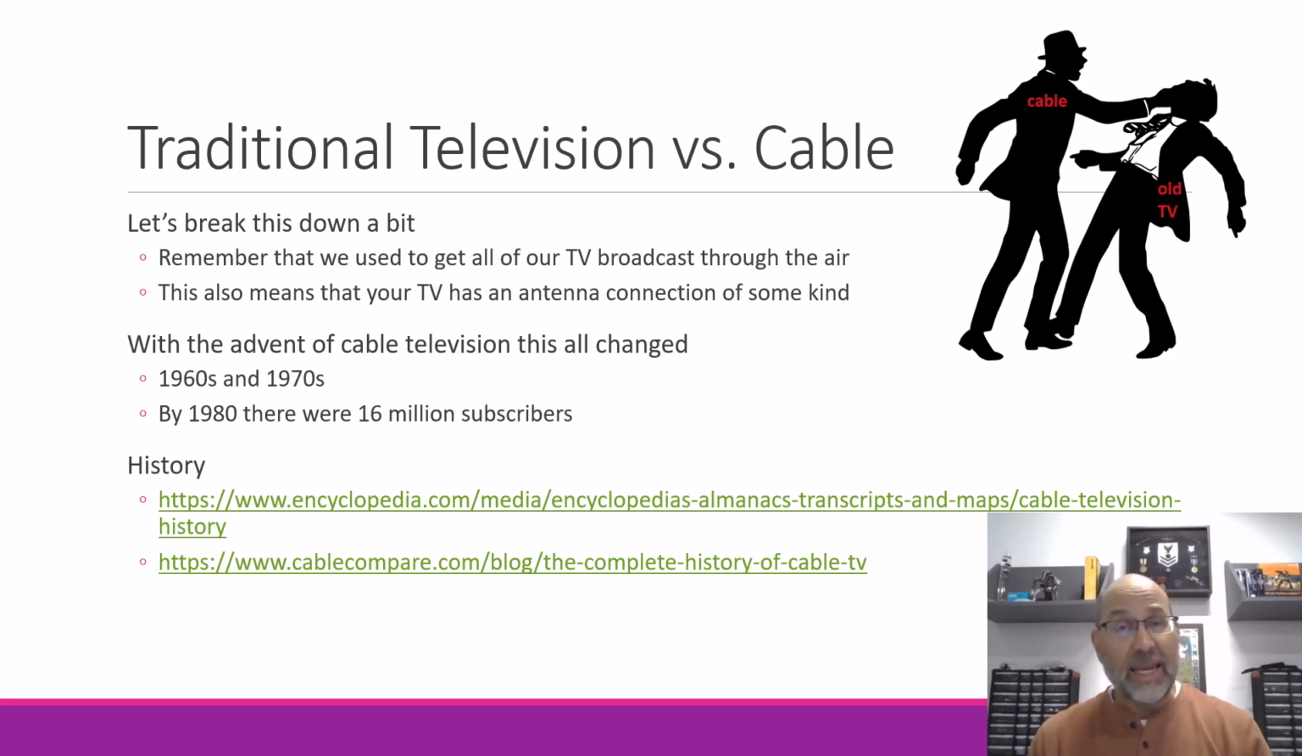By 1980, there were around 16 million subscribers. And so you can see that once the idea started to catch on, folks started to realize they didn't have to rely on an RF broadcast through the air. This actually is kind of cool. And so cable started to beat up on traditional TV.